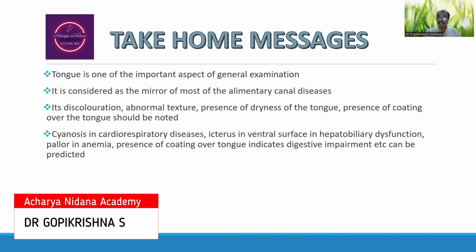Cyanosis may be observed in case of major cardiorespiratory diseases. Icterus, or yellowish discoloration, may be observed in case of hepatobiliary dysfunctions. Pallor may be observed in case of anemia. Presence of coating over the tongue may indicate digestive impairment, etc. can be predicted.